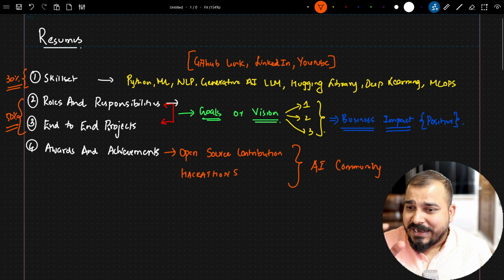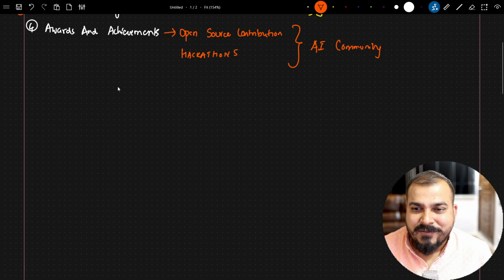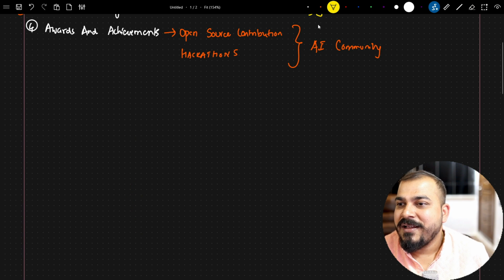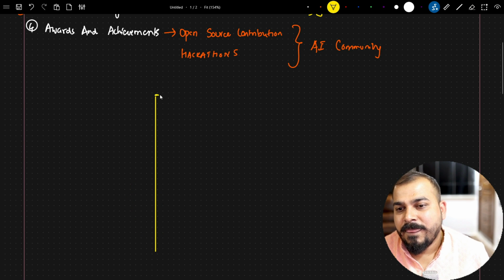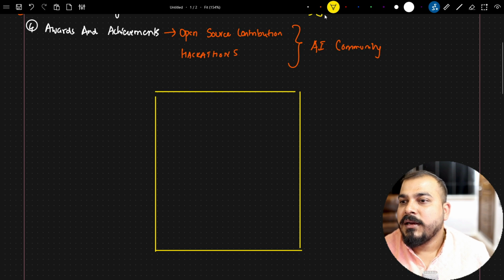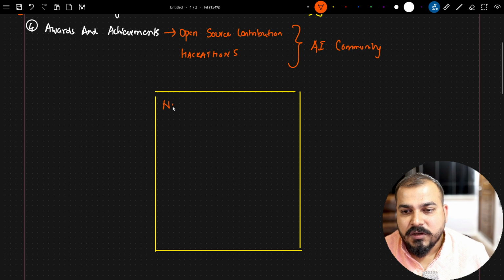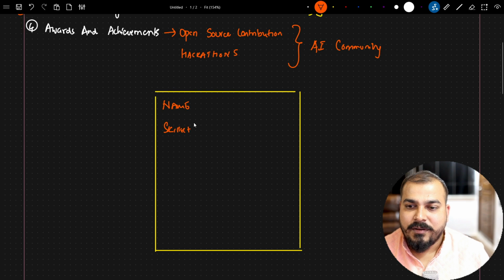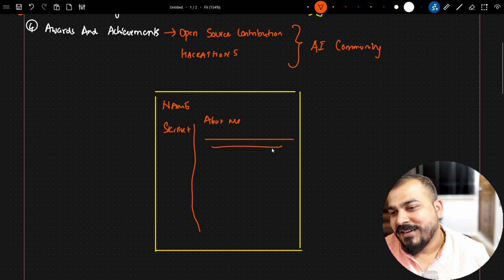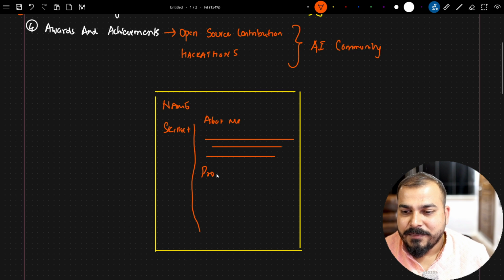Again, I'm not creating any formats as such. One of the basic formats is that I'll just draw it over here so that you'll be able to understand. So let's say this is your resume, okay? And in this specific resume, let's say this is your name, right? Here you are basically writing about the skill set. So this left side will be completely skill set. Here, let's say about me, something like this, right? I'm just defining some things. And then here about your projects.